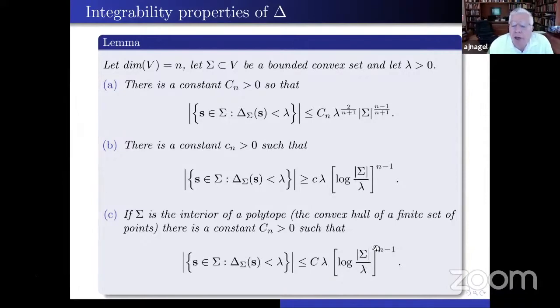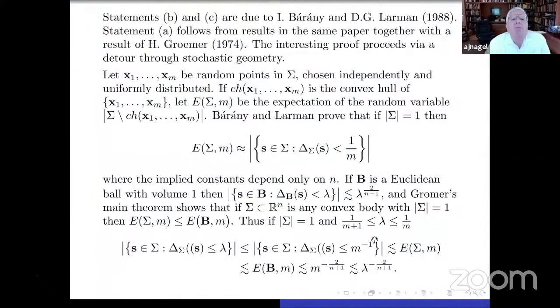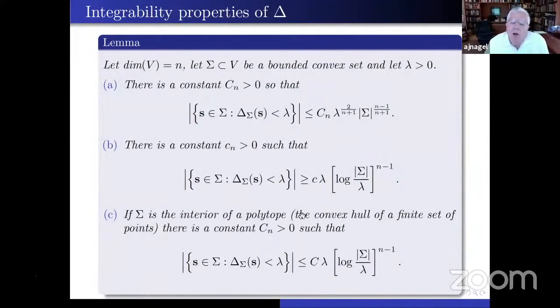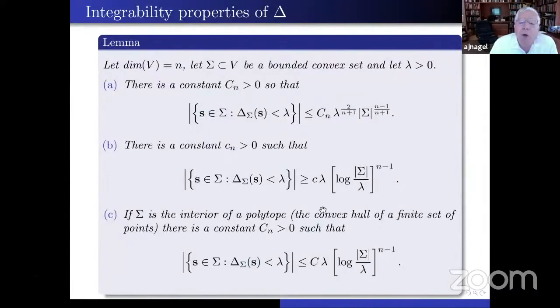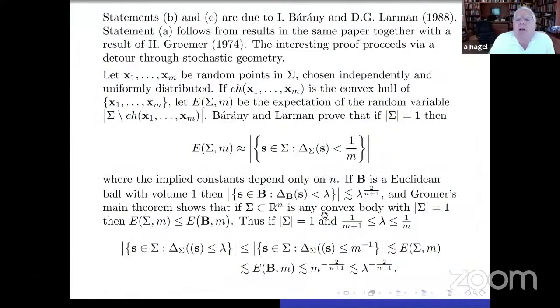So where does this lemma come from? The last two statements, which involve the log terms, appear in a paper of Bergman and Larman. And the first statement, which is the one I'm most interested in, follows from another result in that same paper with a result of Gromer. And I'd like to at least discuss very briefly what I think is a very interesting proof, because it proceeds via some questions in stochastic geometry.